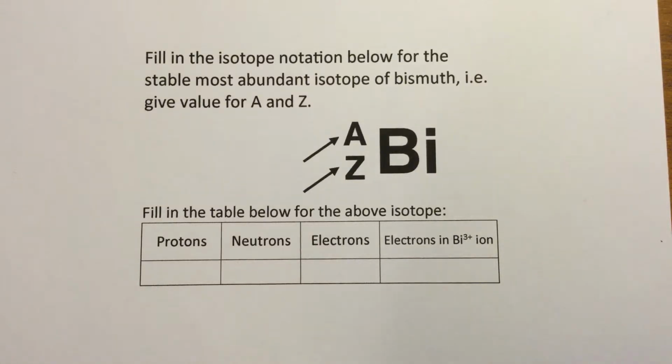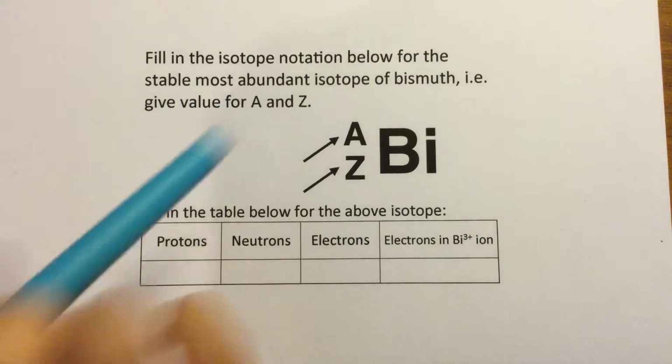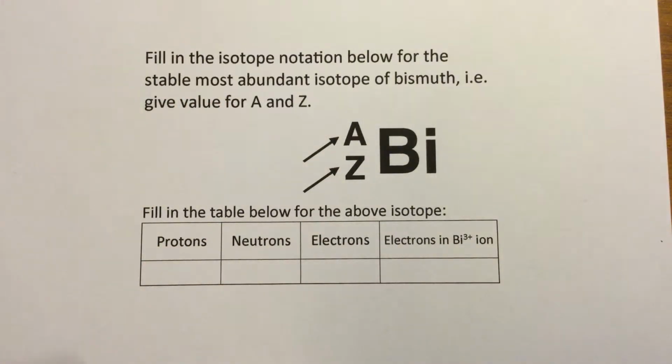This is a tutorial video for one of the types of questions that could appear on a Willamette Promise exam. This particular question is asking you to fill in the isotope notation for the stable, most abundant isotope of bismuth. Kind of interesting wording here, but it can be a little bit tricky, so I want to go over the format of this question, and then you have a similar one that you can do on your practice assignment. So follow along with this one, and then hopefully you'll be able to figure it out for yours.